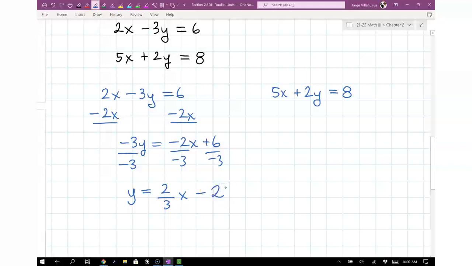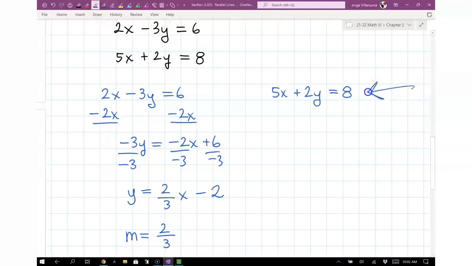What's my slope? 2/3. Thank you. So 2/3, that's my slope. So if this other equation has a slope of 2/3, then I can say that they are parallel. Okay, as long as it matches. All right. So what's my first step on the other equation?